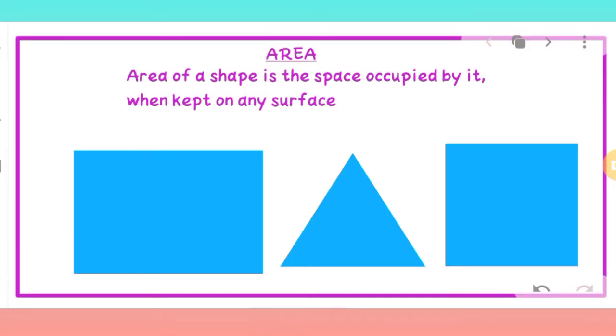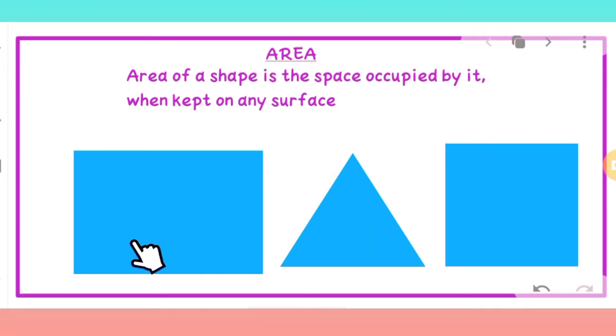Hello kids, today we will learn about area. Area of a shape is the space occupied by it when kept on any surface. For example, this is a rectangle, so the area of this rectangle will be the space occupied by it when I keep this rectangle on any surface.